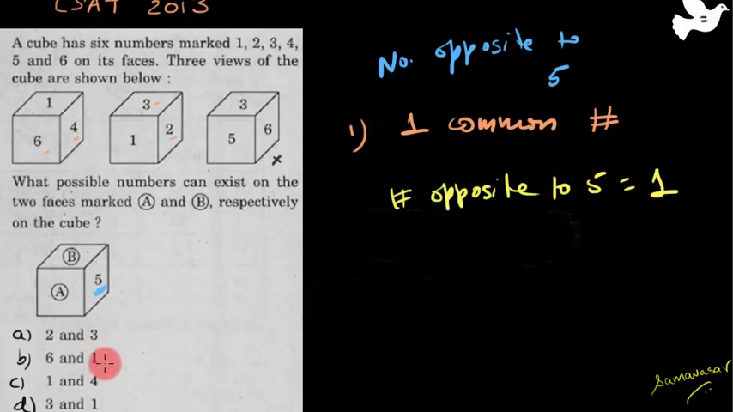Now if you see the answer choices here, obviously A and B are not opposite to 5. You can see that. And in these three answer choices, you've been given 1, which we have found out is opposite to 5. So these three cannot be the correct answer choices. And the correct answer choice is this, 2 and 3.